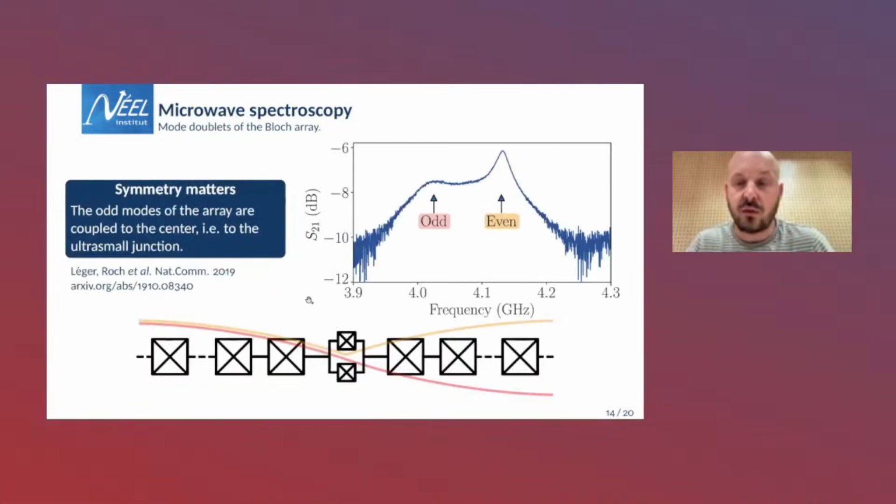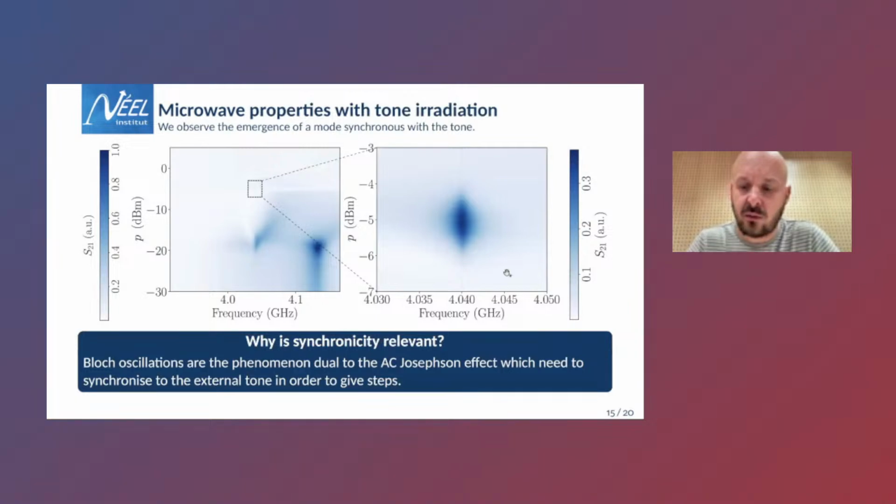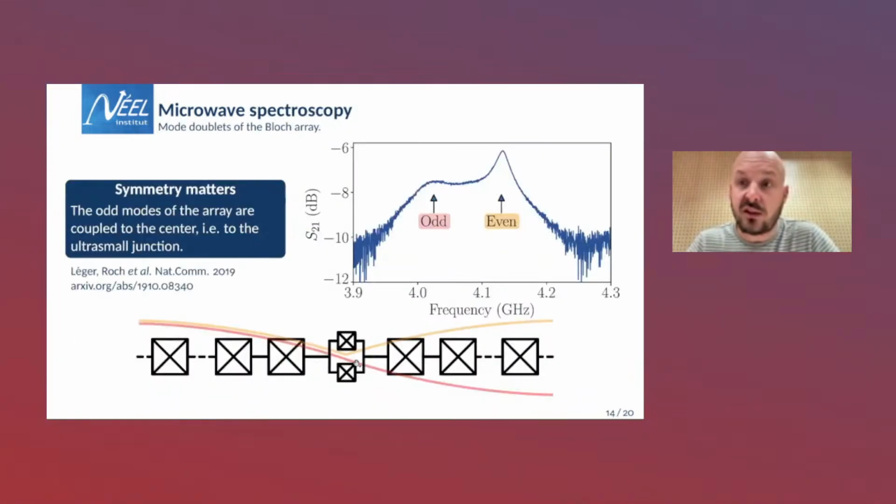So we said, okay, let's go to the measurements and try and observe these plateaus. As I said, a key point for us was to observe the microwave response at the same time. So what we did was to measure the microwave transmission through the whole Bloch array. Let's say that you input some microwave here and you measure what's going out there. What you observe are these double peaks. We described that in this paper already. But the idea is that, given the symmetry of the system, you have 2 types of microwave modes, the odd and the even modes.